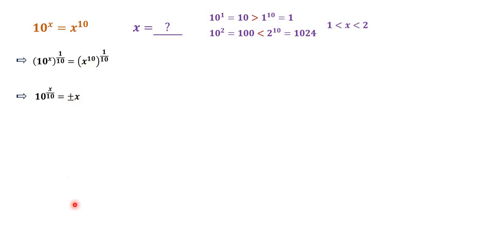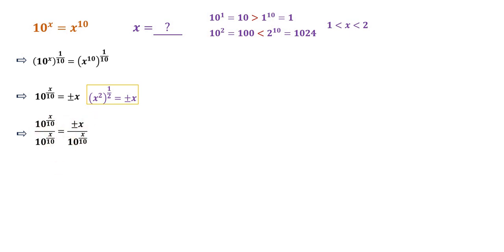Here's the tricky part. We can think about this: x squared, then to the power of 1 over 2, or square root, is equal to positive and negative x. Analogously, x to the power of 10, then to the power of 1 over 10, is positive and negative x. So then we can divide both sides by 10 to the power of x over 10. We have the left side divided by 10 to the power of x over 10, and the right side is positive and negative x over 10 to the power of x over 10.